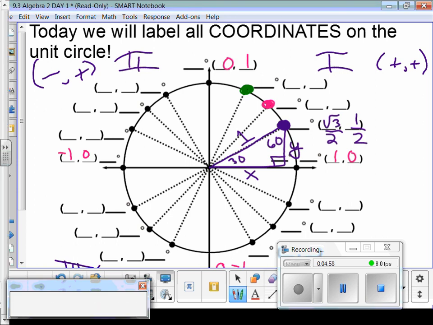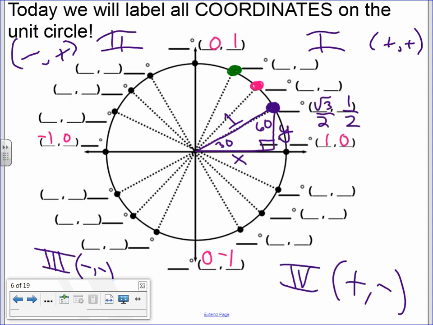Reflecting. We're going to go around this circle and reflect that blue dot to 3 other places. If I reflect this dot over the x-axis, where would you land? Down at 330. If I reflect it over the y-axis, where would you land? You can just get those coordinates by reflecting. Those will all be the same exact coordinate with different negative values.